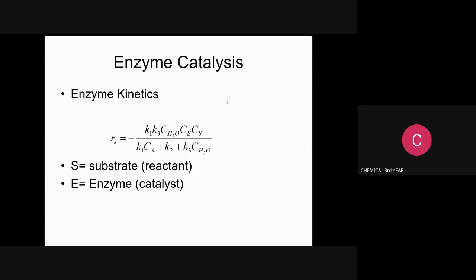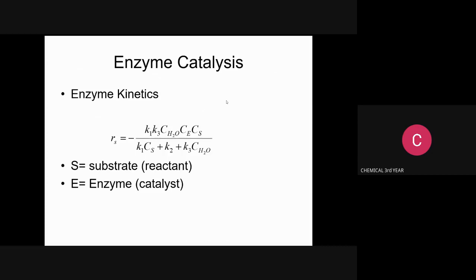Till now we saw the catalytic reactors. In the catalytic reactors, in enzyme catalysis, enzymes play the major roles. For that, as I told before, we have to analyze the kinetics. Design is nothing, it's all about the kinetics. Okay, what is enzyme kinetics?